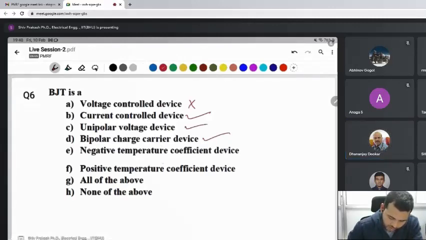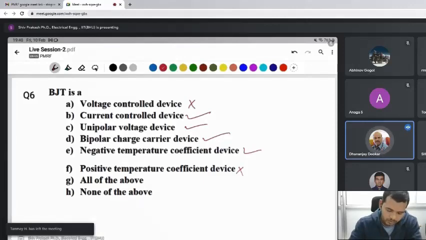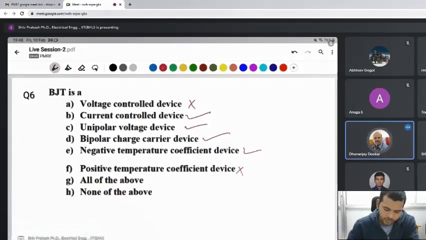Negative temperature coefficient, yes, because of the p-n junction. Here it means the third option, unipolar voltage device. When we supply positive base current, it will act in forward saturation region or conduction region, active region, whatever. But if we apply negative base voltage, it will block.